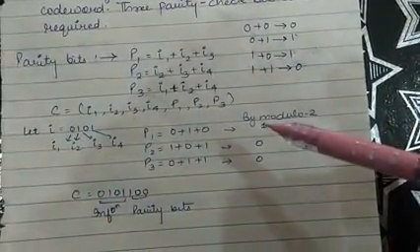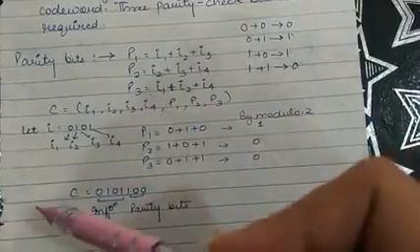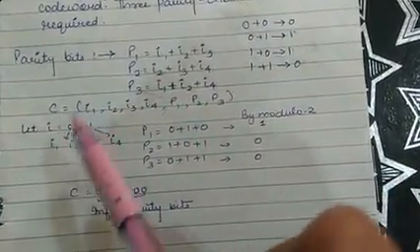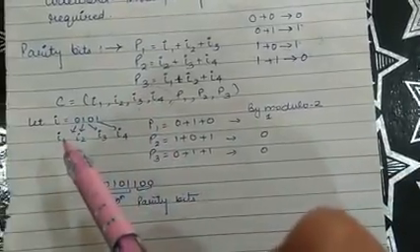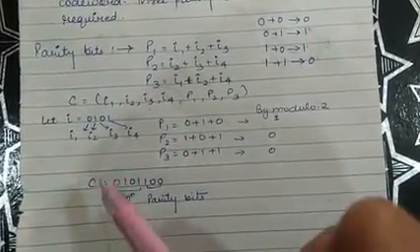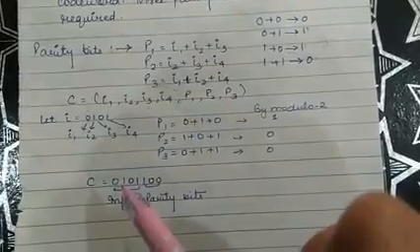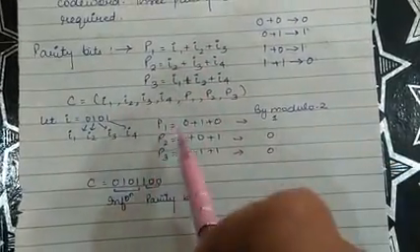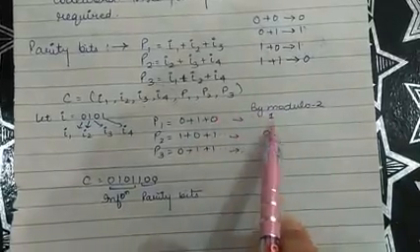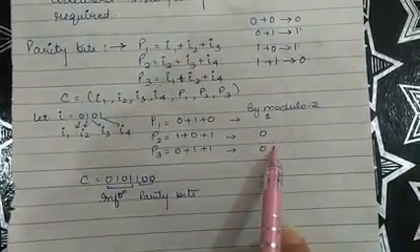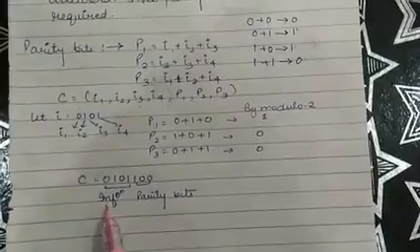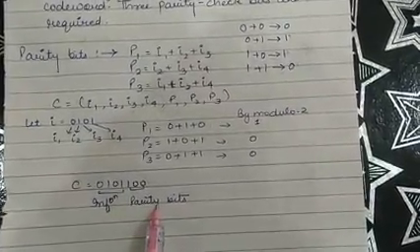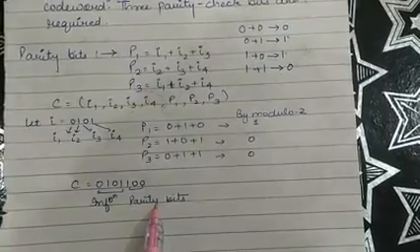So what are these parity bits? 1 0 0. So if I'm trying to write the code word C, how can I write it? Firstly I1 is 0, then I2 is 1, I3, I4, then P1 P2 P3, that is 100. So these are the information bits and these are the parity bits. So this is the way we can generate our code words.